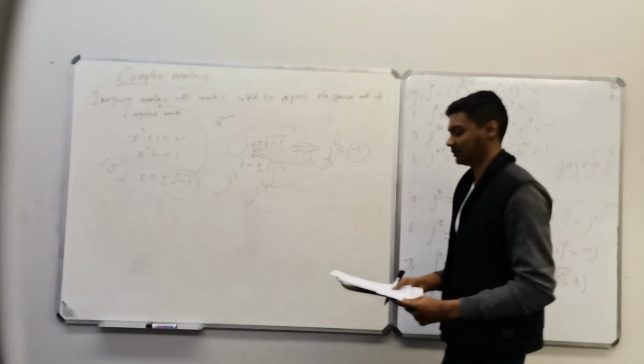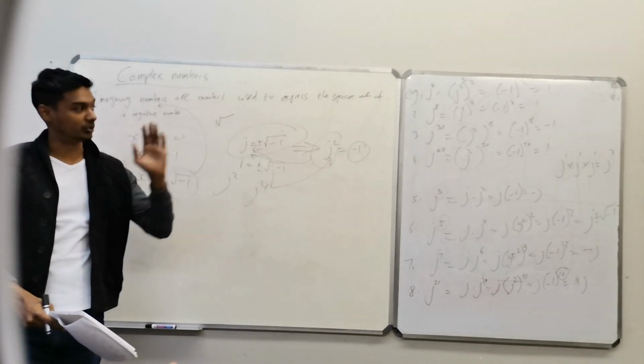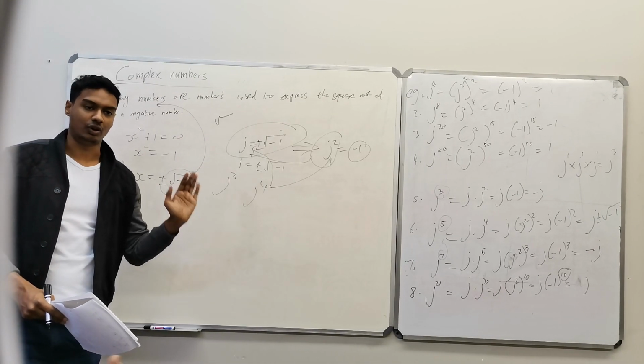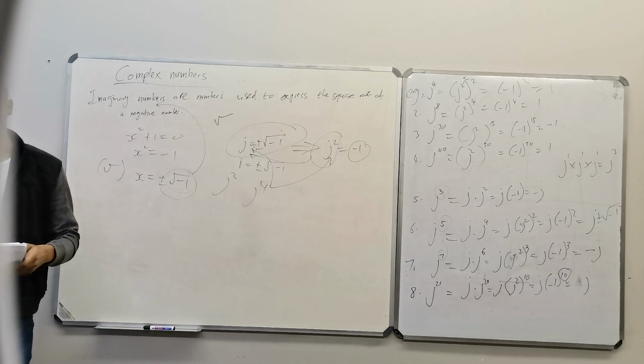So all even powers will come out as 1 or negative 1. All odd powers will come out as J, or negative J, because you are taking the J out.